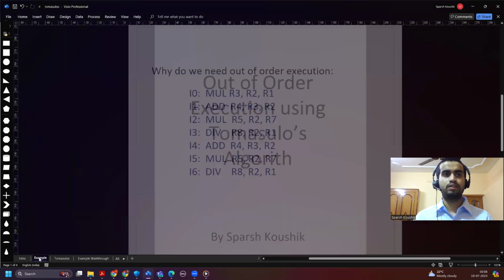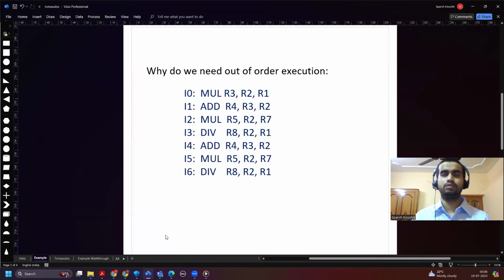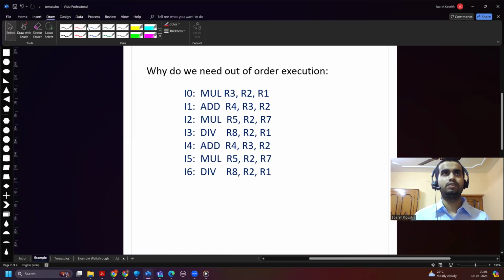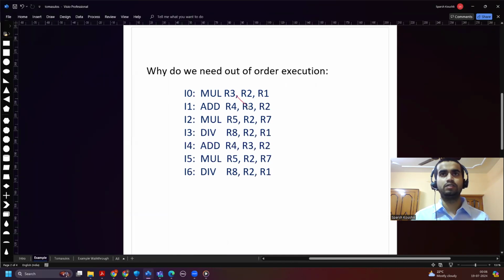Let us first consider why we need out-of-order execution. Let's take this example of instructions. If we consider I0 and I1, we observe that there is an actual data dependency present here, a true data dependency, because the output of instruction I0 is an input for the instruction I1. If this were an in-order execution processor, the processing would stall at the I1 instruction.